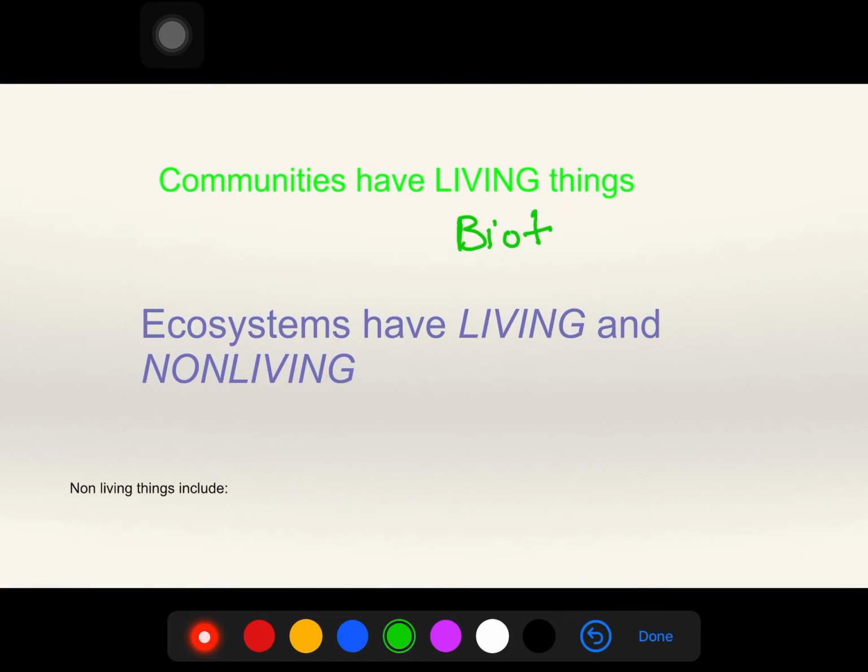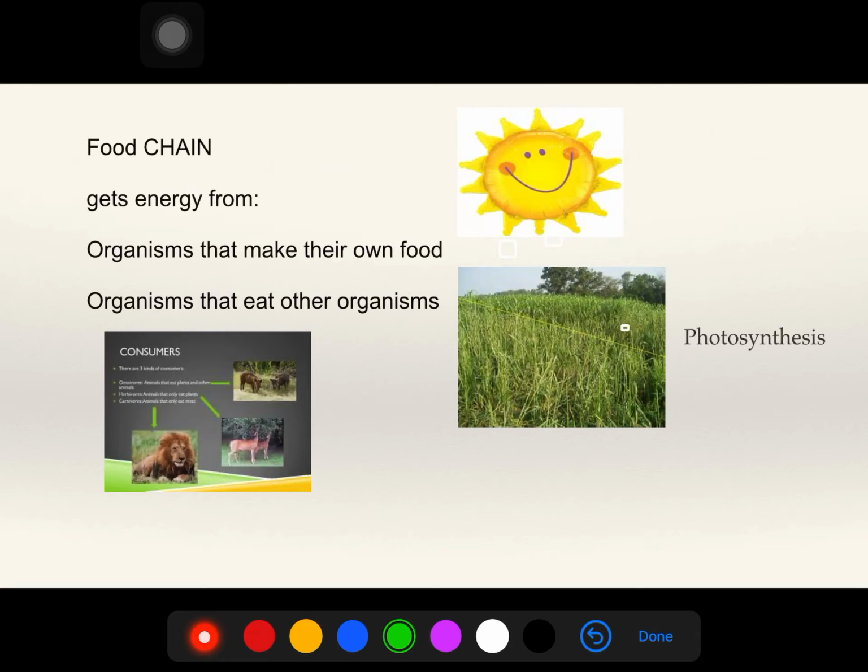Communities have living things, and ecosystems have living and non-living. So an ecosystem is different than a community because it has abiotic things. As I said, non-living things might include the water, the sunlight, the oxygen. A food chain gets its original energy from the sun.